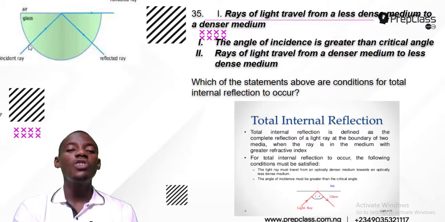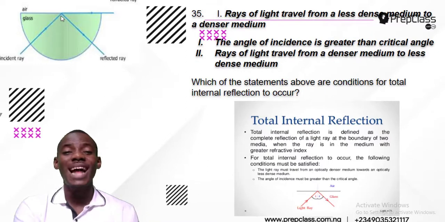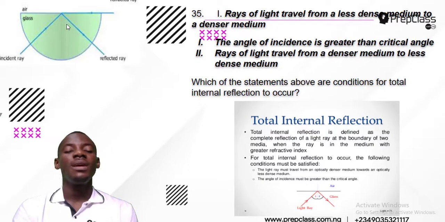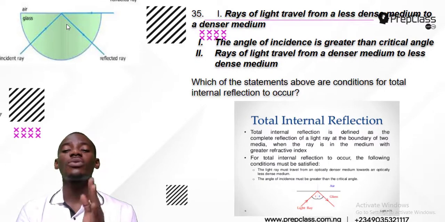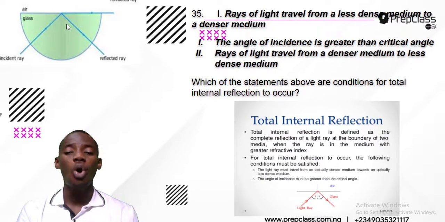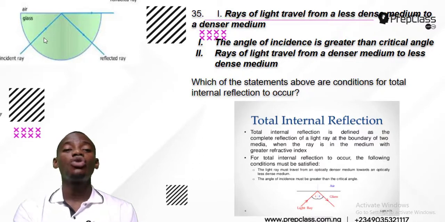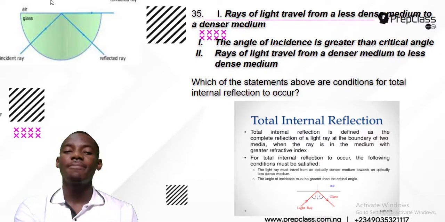So if I am the one swimming in this water now, I am looking at the water surface from under the water. A reflection of the water will occur, and I will be able to see the bottom of the water from inside the water, and that is just it. Now that is the condition for total internal reflection to occur. It must be moving from a denser medium like water to a less dense medium like air.